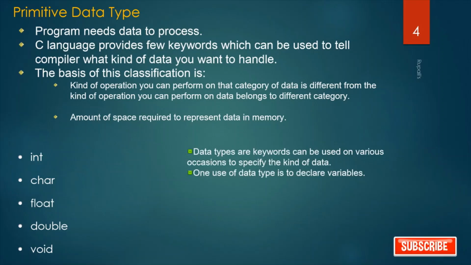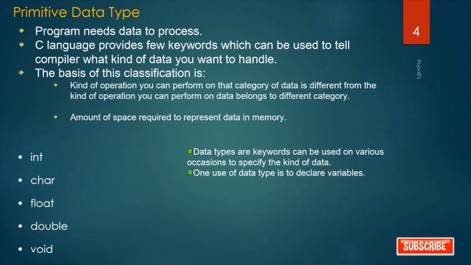Data types or keywords can be used on various occasions to specify the kind of data. So, which type of data you want to handle, what type of operation you want to implement, for this you have to declare data type. One use of data type is to declare variable. Means int i, means i is an integer variable. So one use of data type is to declare variable. For declaring variable, data types are used.